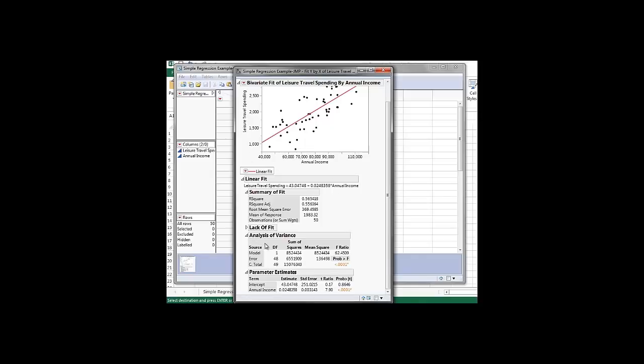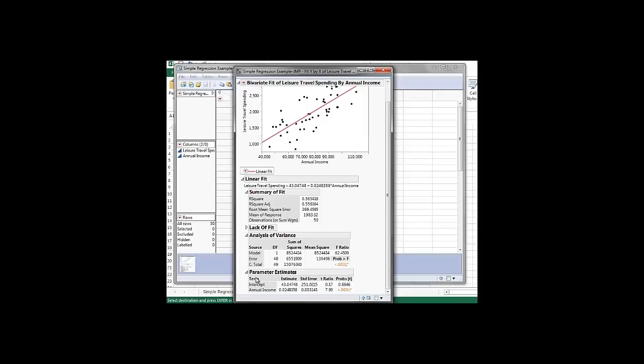In the ANOVA table, we have the sum of squares for the model and error, for the regression and residuals. Mean square is the ratio of the sum of squares over degrees of freedom, and then the ratio of mean square model over mean square error is the F ratio. The F test, which determines the significance of the model, has a very small p-value. That means our regression model is significant.